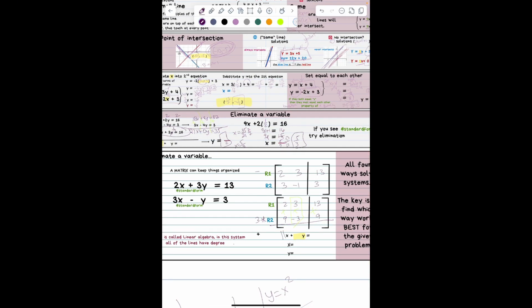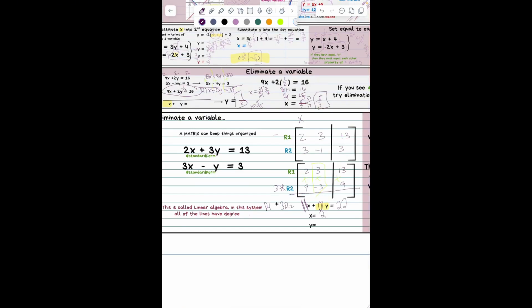This 3 minus 3 zeroes out, so my y's are zeroed out, and this column was x's, remember, so that's 11x. And these ones are my constants. 13 plus 9 is 22. And so we can see 11 times 2 is 22. So x is 2. So now we can take this 2 and we can substitute it into our equation here.